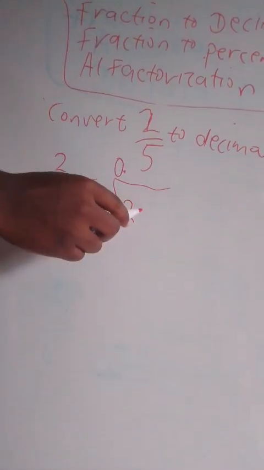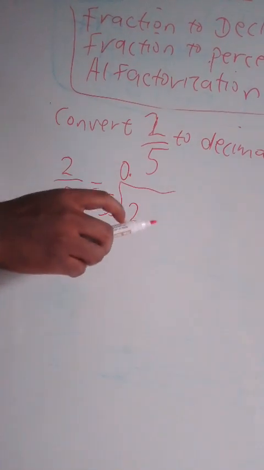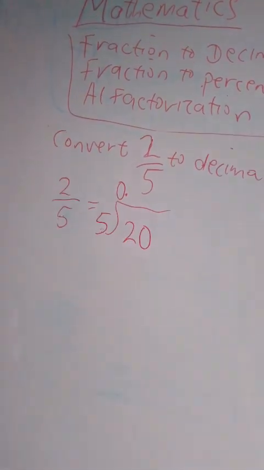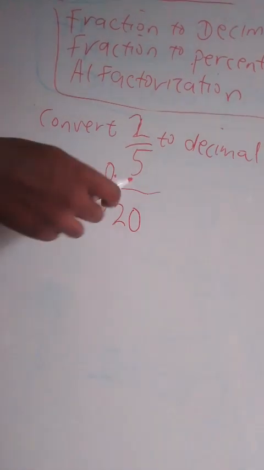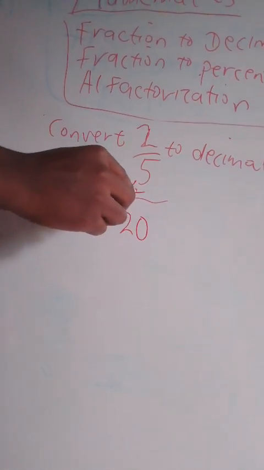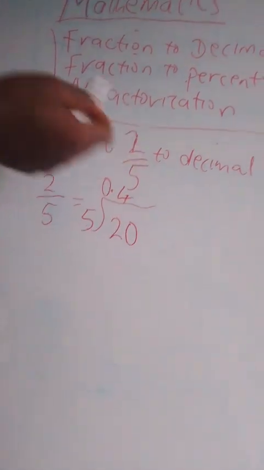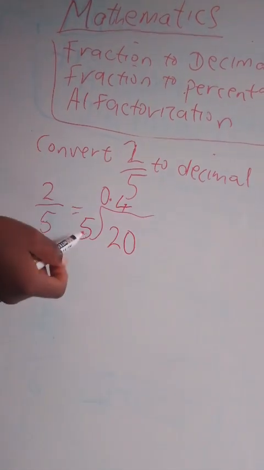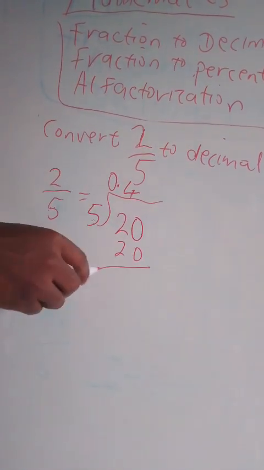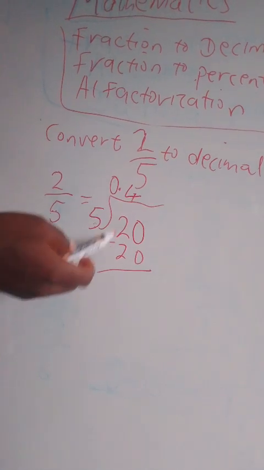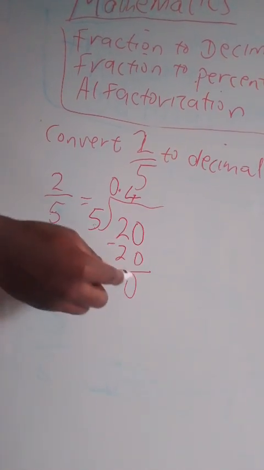Then you now add 0. Don't add any other number except 0. So now you ask yourself, 5 divided 20. If you check it in your calculator, you are going to get 4. Then to balance it, you now multiply it. 4 times 5 now gives you 20. And then you minus, 20 minus 20 is 0.